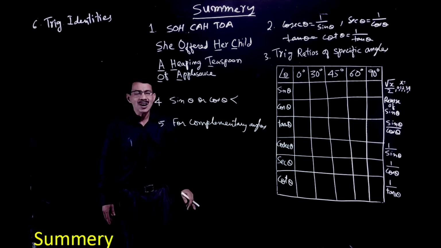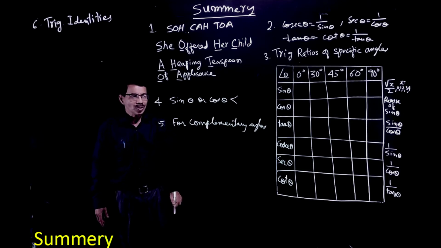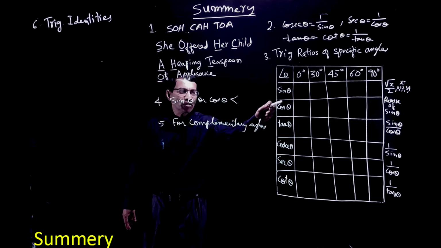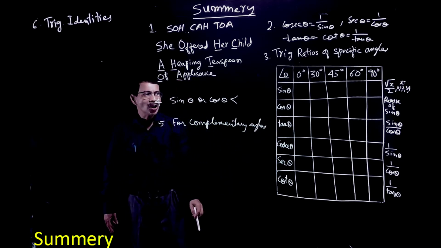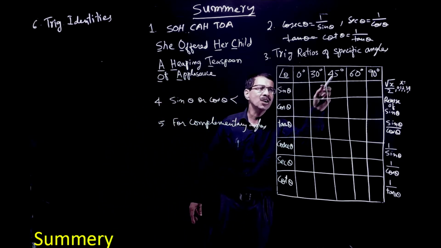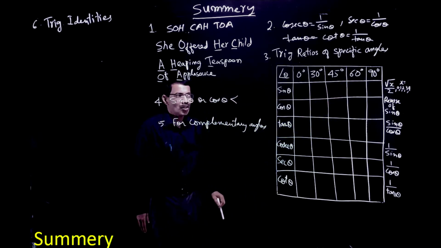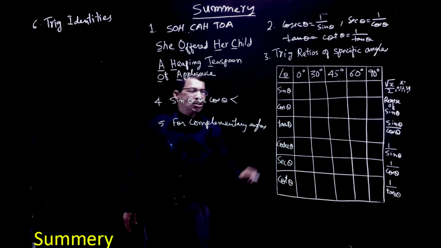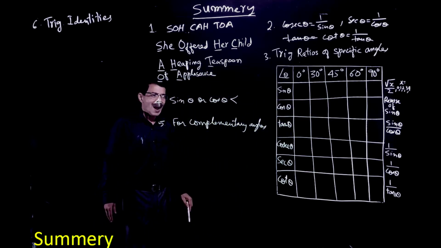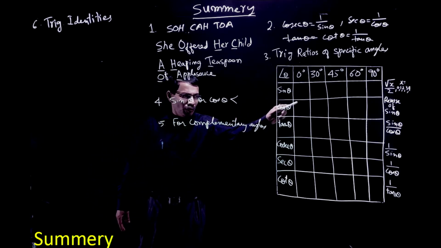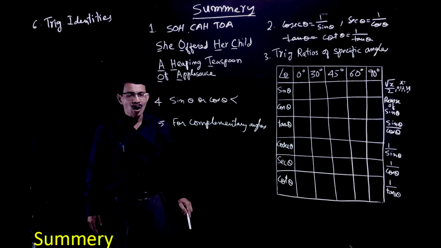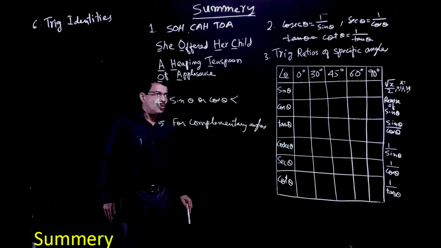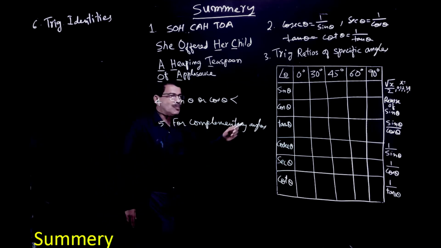And point 3 is very important: what are the values of different trigonometric ratios for different angles. So trigonometric ratios of sine, cos, tan, cosec, sec and cot of each angle 0, 30, 45, 60 and 90 degrees, that you have to find out. For that purpose, you have to remember only the values of the first row, and from these values we can find out all the values of the remaining rows. So for that you have to remember this.